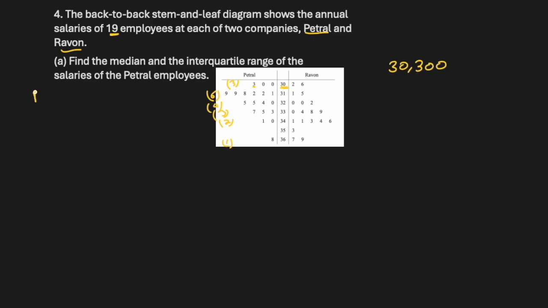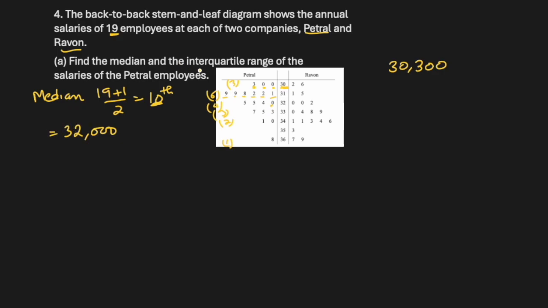So median will be 19 plus 1 divided by 2, which is 10th position. The 10th data in our list will be the median. Let's count. We'll start from here. 30,000, 0. So this is 2, this is 3, 4, 5, 6, 7, 8, 9, 10. So 32,000 is the median.